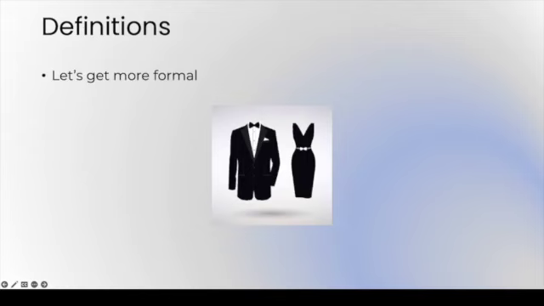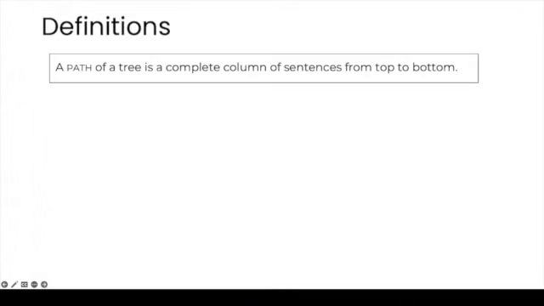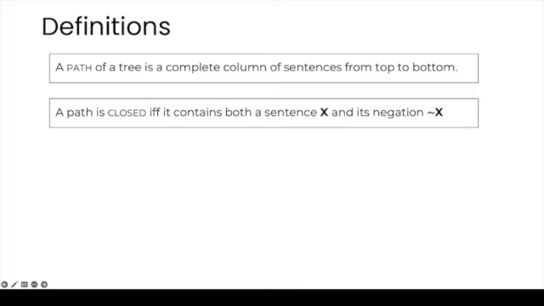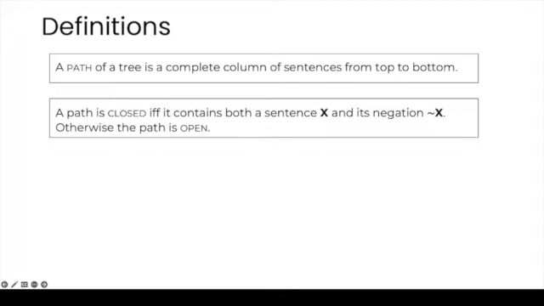Now we need to get formal and provide some definitions so we can be completely clear about the terminology we'll be using. A path of a tree is a complete column of sentences from top to bottom. A path is closed if and only if it contains both a sentence X and its negation, not X. Otherwise, the path is open.